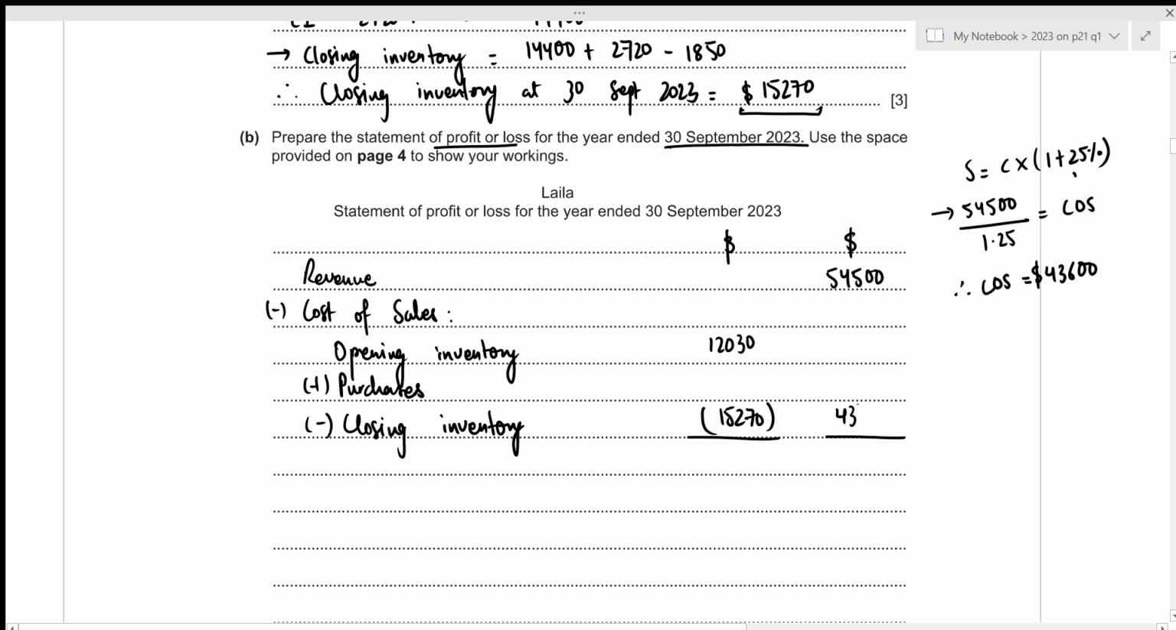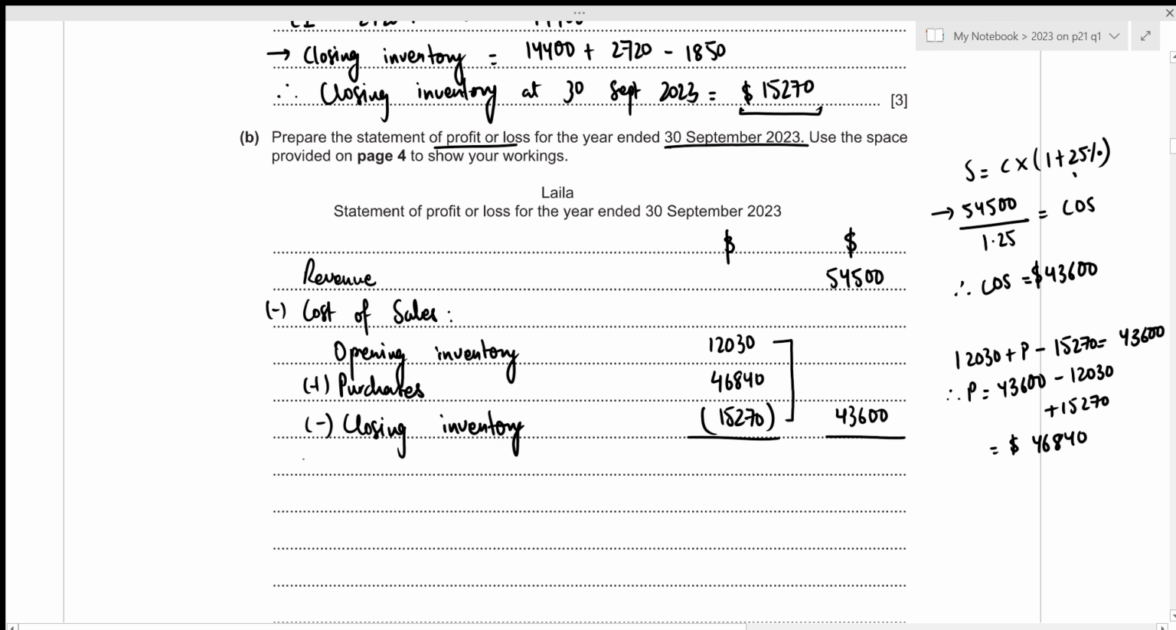So 43,600 right here. And remember that 43,600 is the sum of these three items. So again, we can create another equation. We have 12,030. We add purchases, subtract our closing inventory of 15,270 and get the value of 43,600. Now the purchases value is just going to be 43,600 minus 12,030 plus 15,270. This gives the total purchases to be of 46,840.